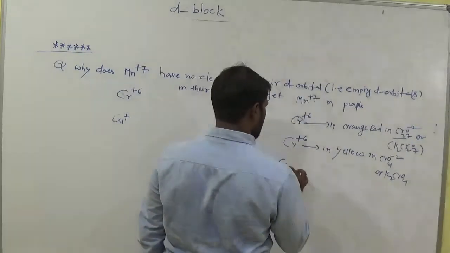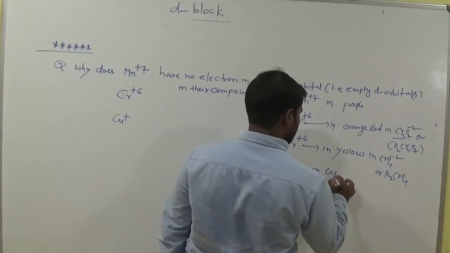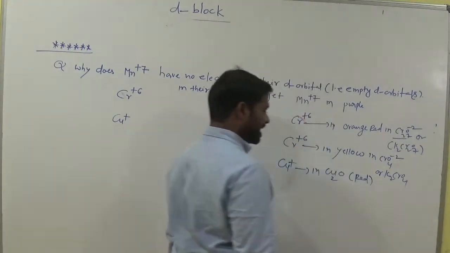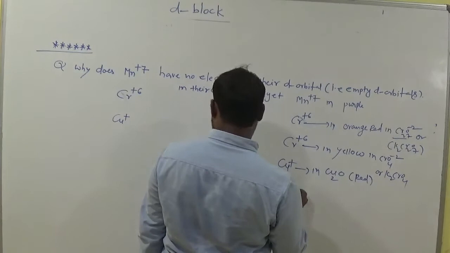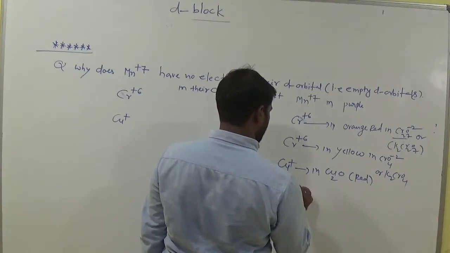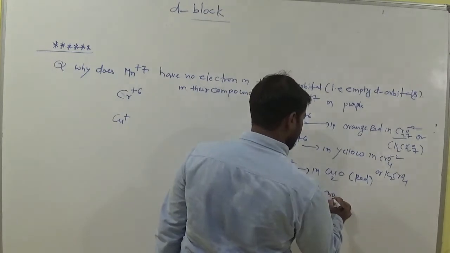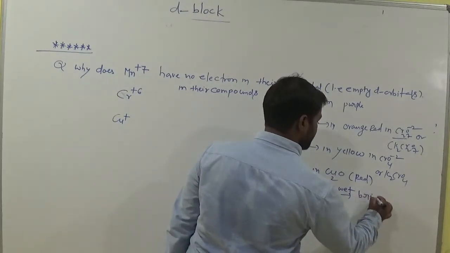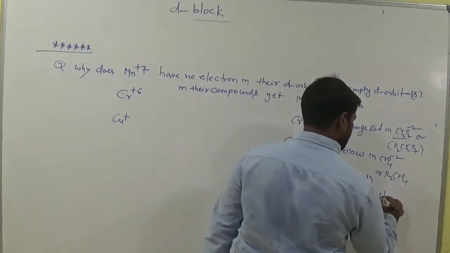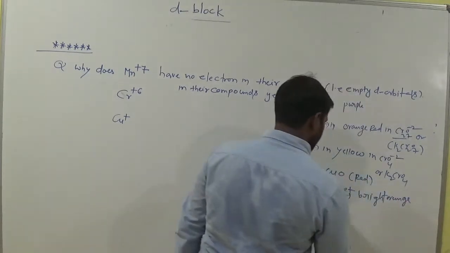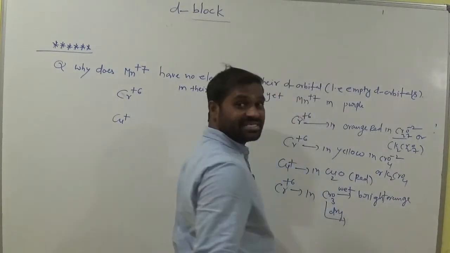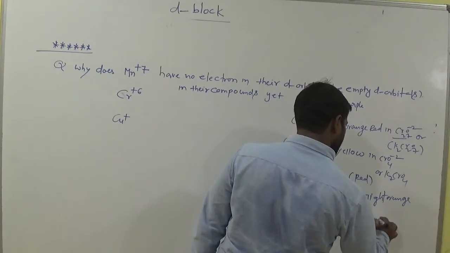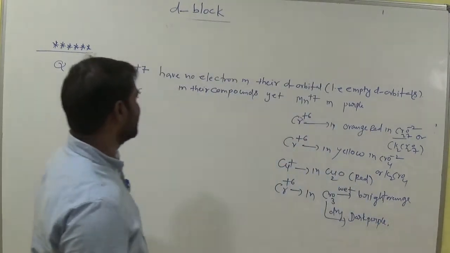And Cu plus in cuprous oxide is red in color, and Cr plus 6 in CrO3. In wet condition it is bright orange color. In dry, that means anhydrous, it is dark purple. What is the reason?